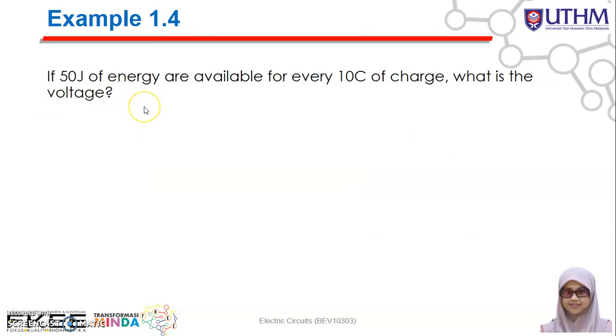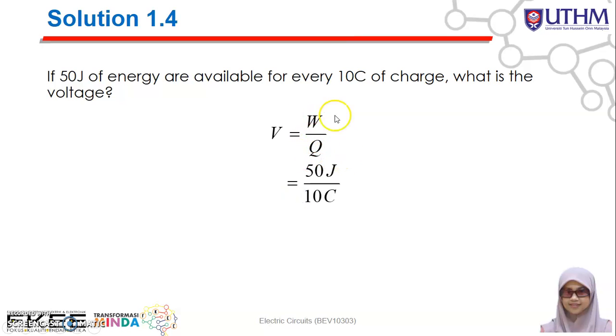For an example of the calculation: if 50 joule of energy is available for every 10 coulomb of charge, what is the voltage? By using the definition, you know that voltage is equal to energy over charge, the total energy over the total charge. Energy is equal to 50 joule, and the total charge is equal to 10 coulomb. So 50 divided by 10 is equal to 5 volt. This is the final answer to the question.